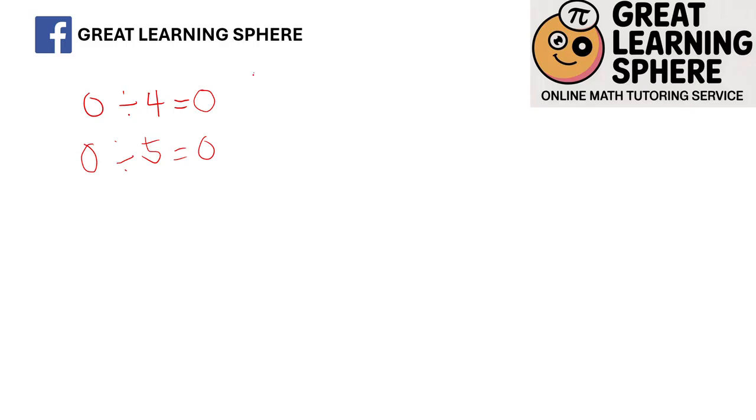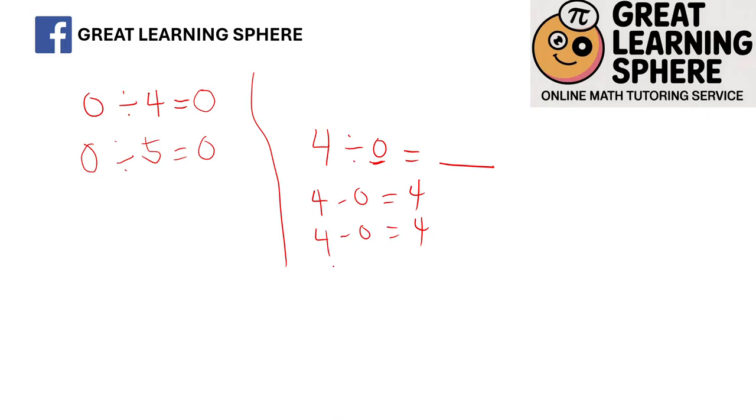How about dividing by 0? For example, you have 4 divided by 0 equals blank. Let us subtract the divisor 0 from the dividend 4. 4 minus 0 is 4. 4 minus 0 is 4. Regardless of how many times you subtract the divisor 0 from 4, it will always be 4. So that's why it is undefined, because it will never be 0. So 4 divided by 0 is undefined.